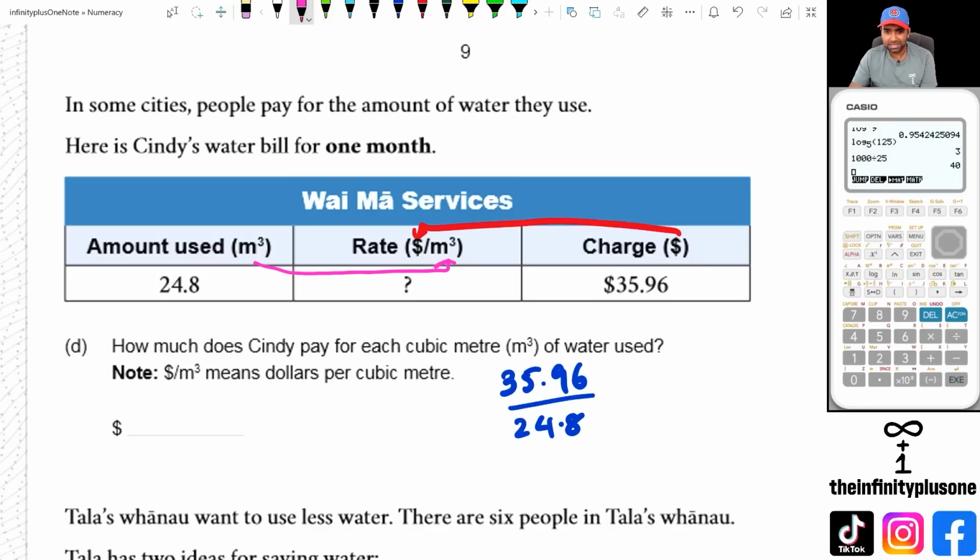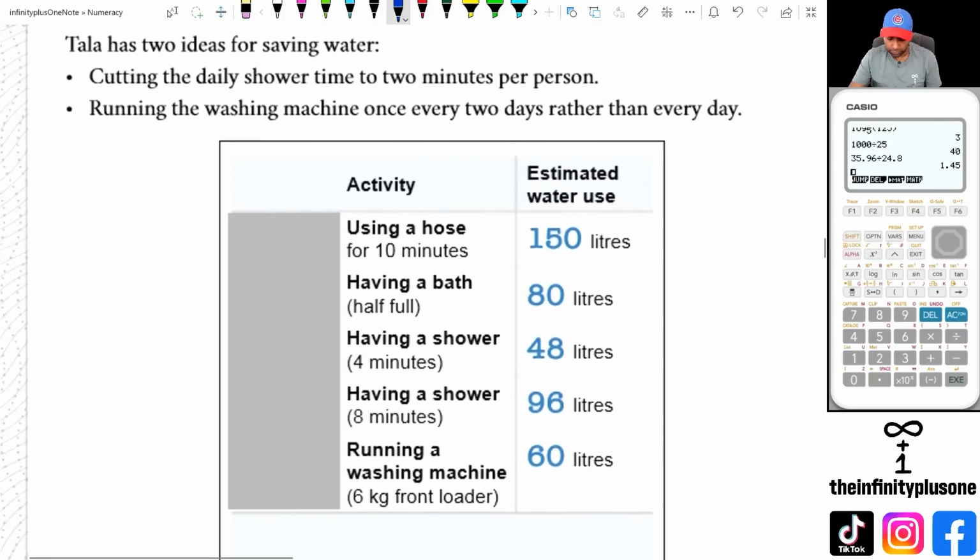So $35.96 divided by 24.8. Now, unfortunately, I do need the calculator for this. It's not working for me. Where is it? Oh no, my numlock is not on. 35.96 divided by 24.8. That's going to give me $1.45. So it's going to cost me $1.45 per meter cubed. Moving on to the next one.